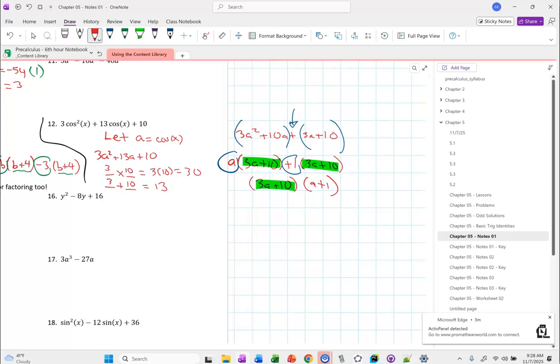Now, I'd asked, are we done? And some of you had said no. What do we still need to do? Place where you get cosine. Got to put the cosine x back in. Very good. And that would be our final, right?